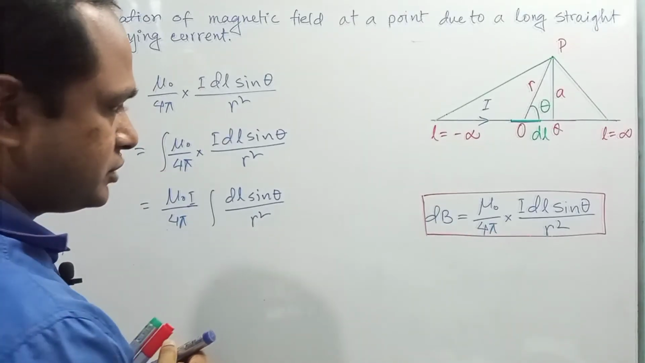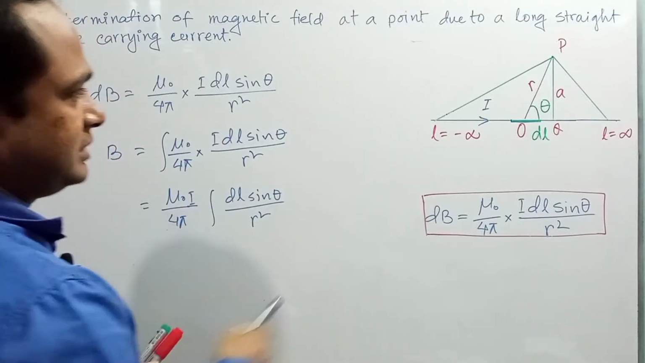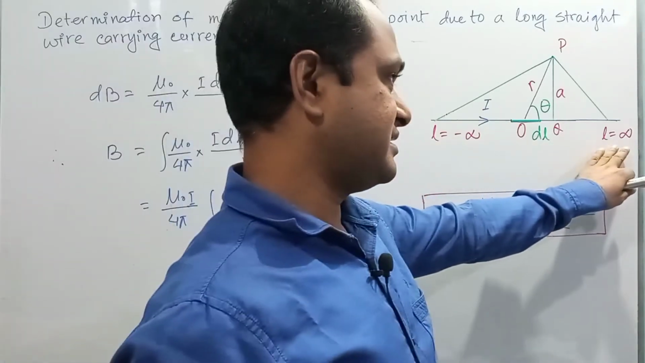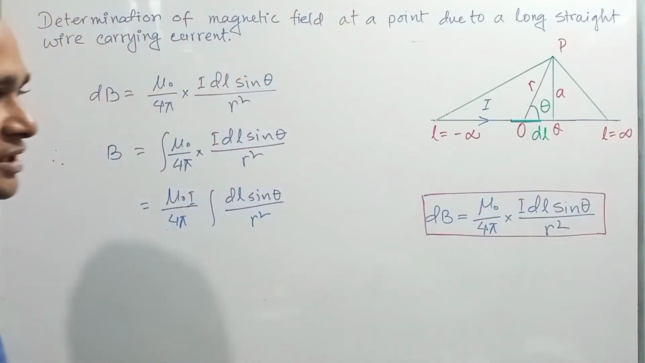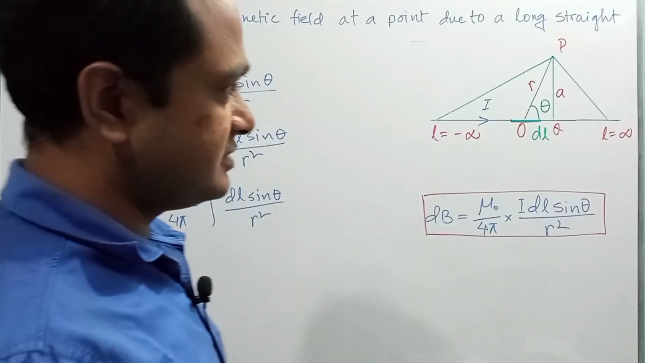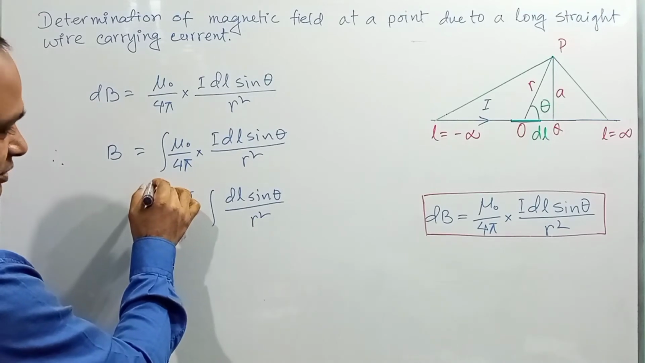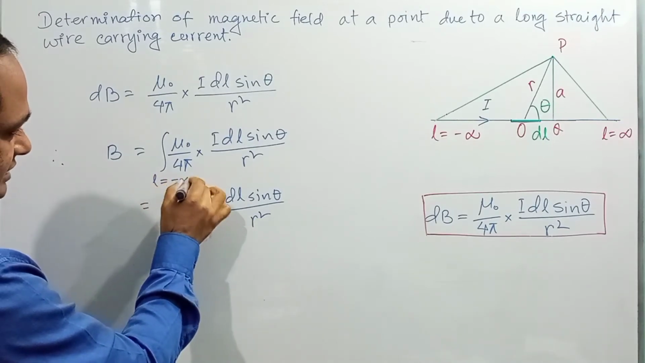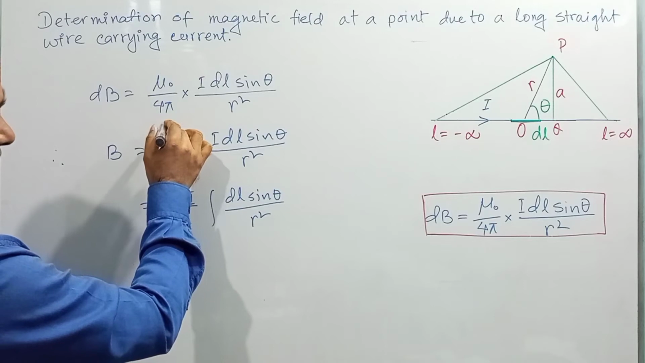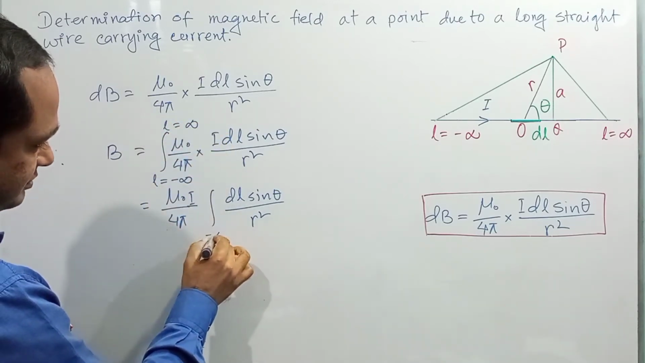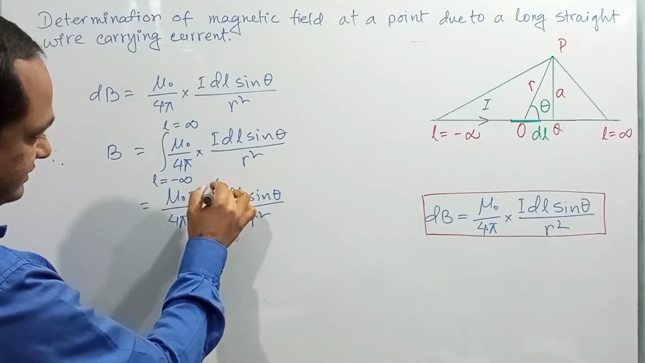Okay, we need to use the limit of the length of the wire, that is from minus infinity to plus infinity, since we are going to determine the magnetic field intensity for the total wire. So here the lower limit is L equals minus infinity and the upper limit is L equals plus infinity.